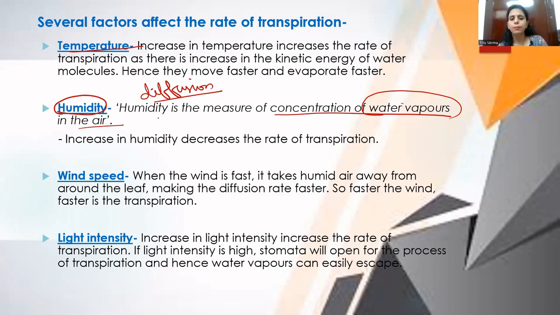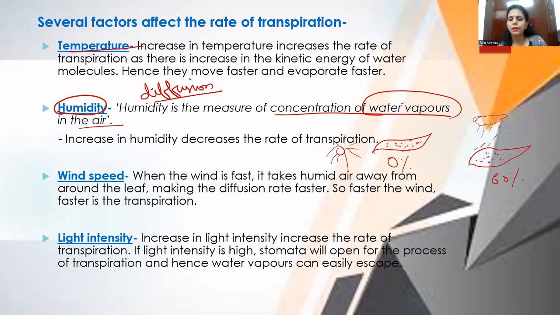Now for example, there are two leaves. This is one leaf. Inside this we have water vapors, and outside the humidity is 0%. It's like a very hot and dry summer afternoon. In the second case, we have a cloud, it's raining. The leaf is there, inside the leaf we have water vapors, and outside the humidity is around maybe 60%.